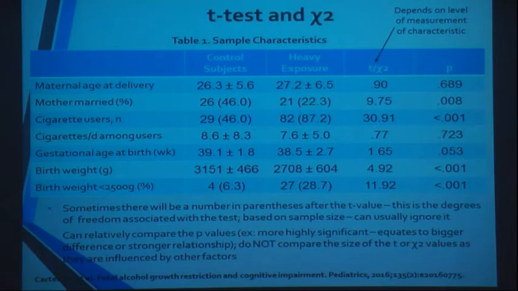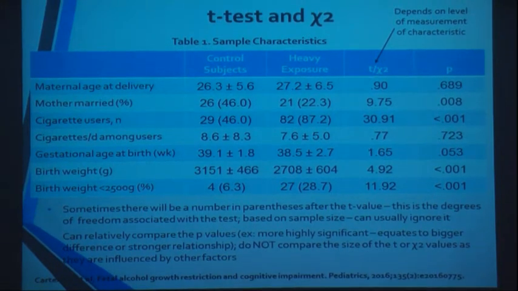So here's our table 1 again. The table I gave you actually had 2 more columns, so now you can see the other 2 columns. The second to last column is the T or chi-square value. They have to do both because some of these outcomes are categorical and some of them are continuous, so they use the appropriate test depending.